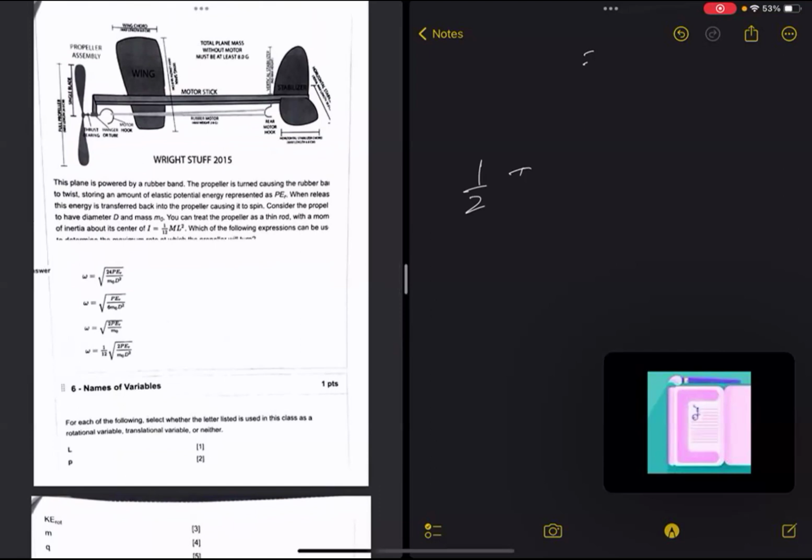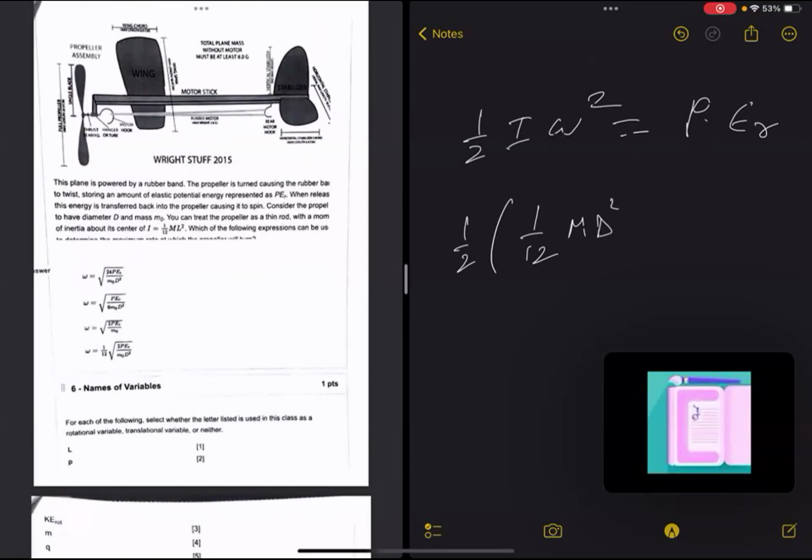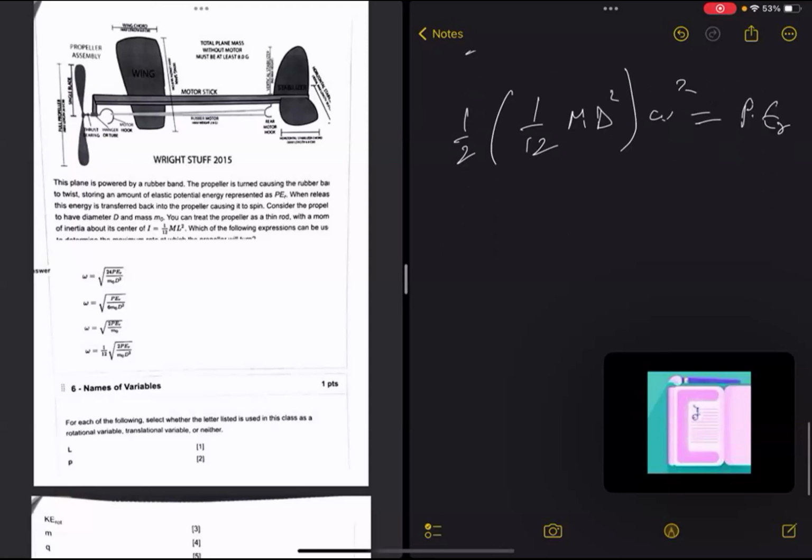Okay. So 1/2 times I times omega square equals PE, right? Yeah. Now I is 1/12 times m times d square. That is omega square equals PE. Is that right? Yes. So now you will have omega square equals 24 PE divided by m times d square, right? Yes. So we have option number E. That's correct.